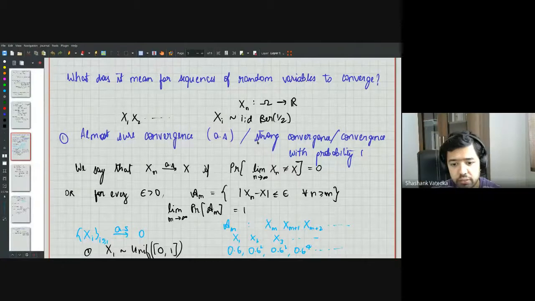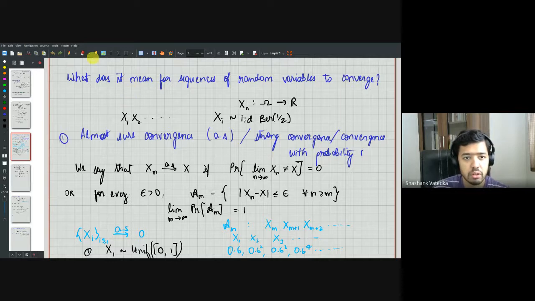Okay, so in the last class, we were discussing convergence of sequences of random variables, and we saw three different notions of convergence. So mainly we examined two notions of convergence. One, what we called almost sure convergence, or strong convergence, or convergence with probability 1. And we said that a sequence xn converges almost surely to x if asymptotically the probability of the limit as n tends to infinity of xn is not equal to x is equal to 0.